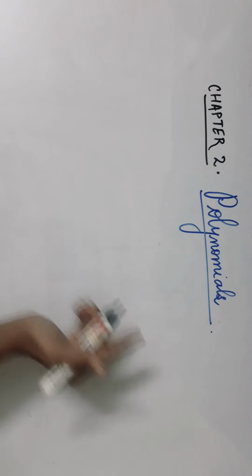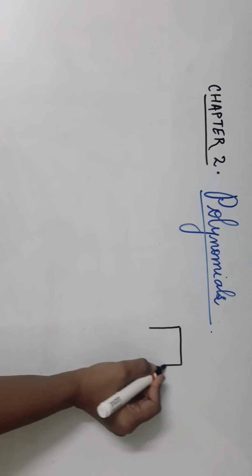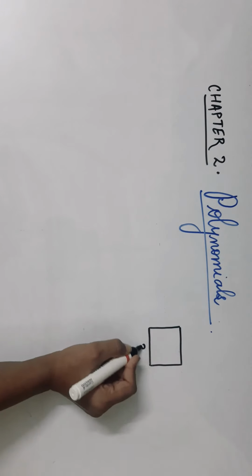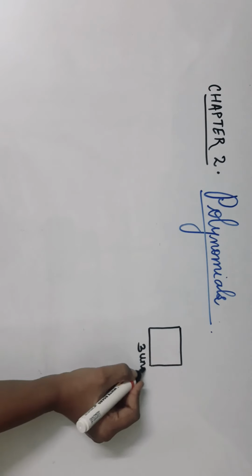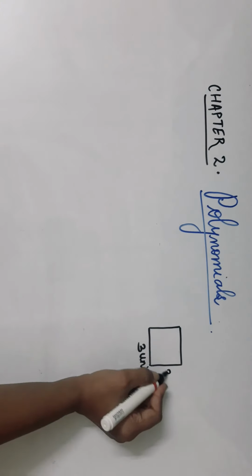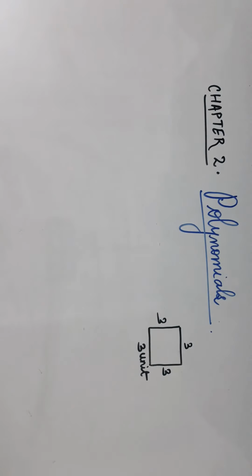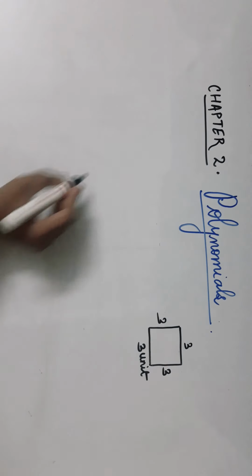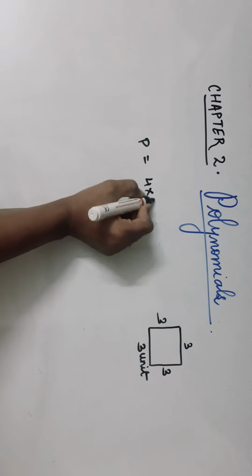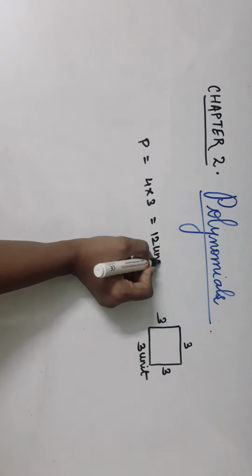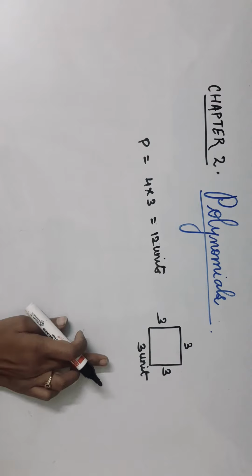Now let us consider a square. If we have a square and its sides are, suppose, say 3 unit. Okay, so all 4 sides of a square are equal. So all the 4 sides are 3 unit. Now I want to find its perimeter. Perimeter of a square. So what is perimeter? Perimeter is the sum of all the sides. So sum of all sides is what? 4 times. All sides are equal, no? So perimeter, I can write it as 4 into 3, that is 12 units. Perimeter of this square is 12 unit.